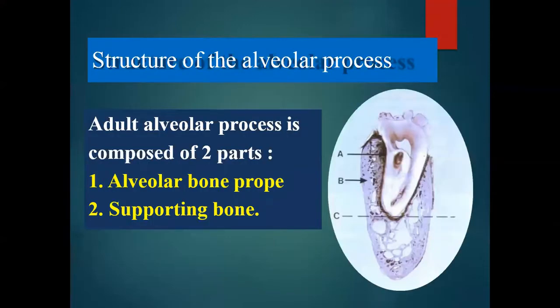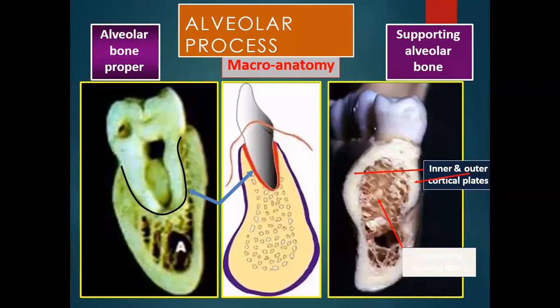You can see the structure of the alveolar bone. We have seen the parts of the alveolar bone, and we have seen about the supporting cortical bone. Now we see the structure of the alveolar bone and the supporting bone. When you see macroanatomically, we can see the alveolar bone proper and the supporting alveolar bone. So for the alveolar bone proper, you can see the U-shape drawn on the tooth, which is the part of the alveolar bone, and the bony trabeculae and the inner and outer cortical plates form the supporting alveolar bone.